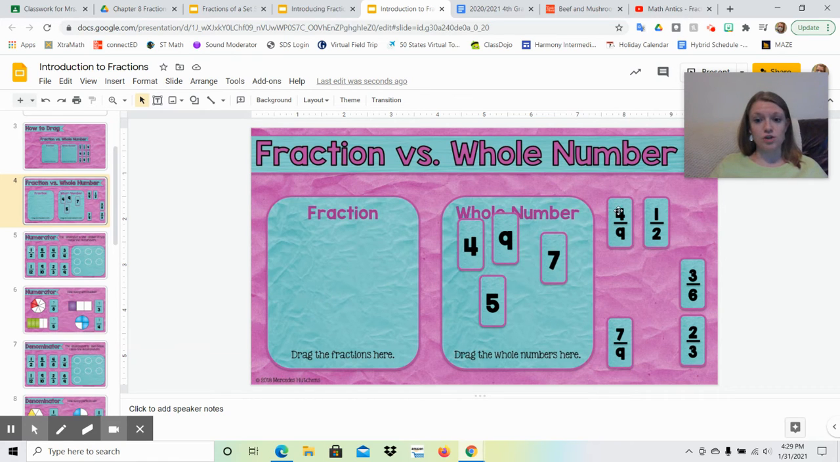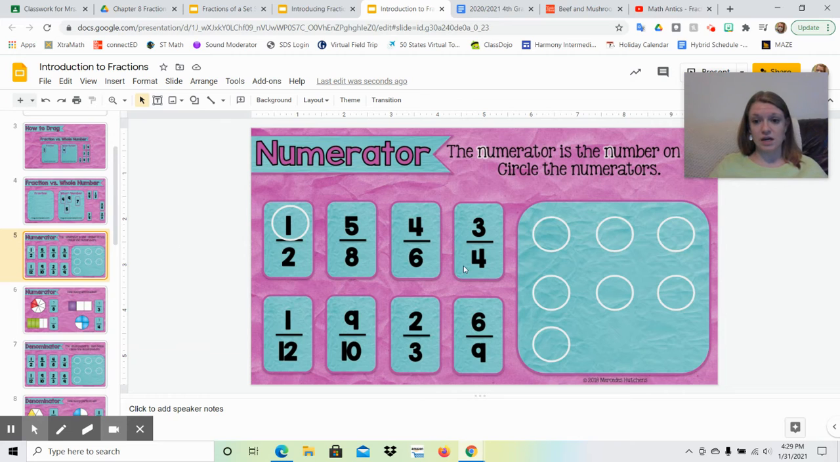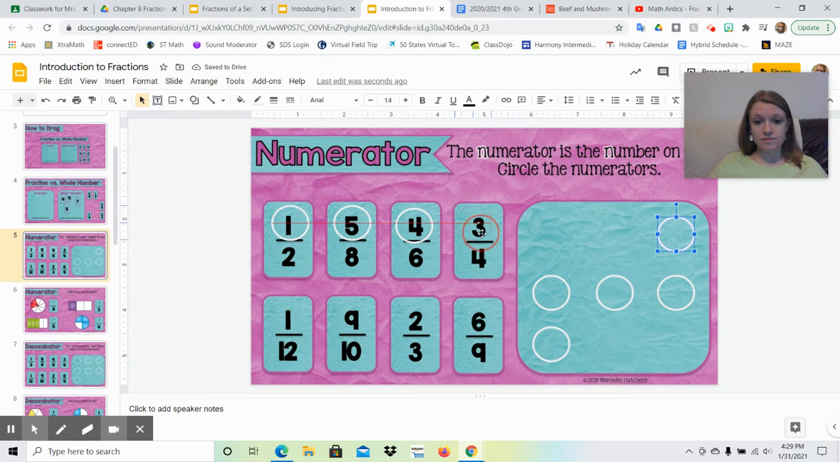So we always read the numerator first, the denominator second. The numerator is the top number, the denominator is the bottom number. This slide then goes off of that. The numerator is, again, the number that's on top. So we're going to take these circles and drag and drop them over all the top numbers. It's the number that we say first whenever we are reading a fraction.